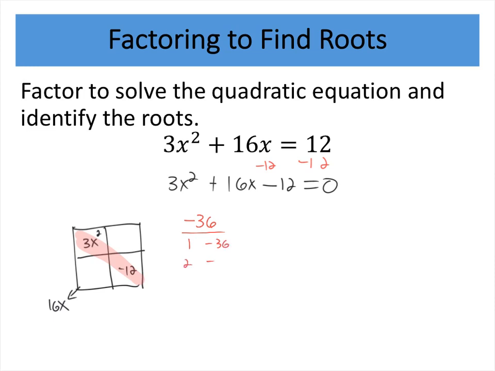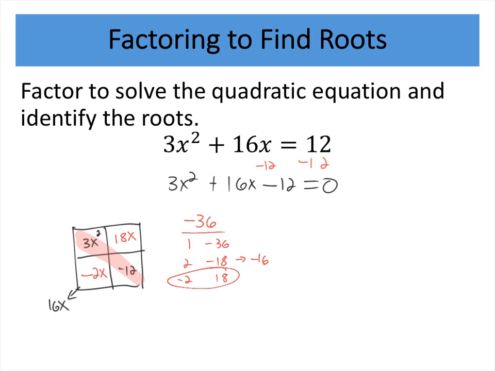2 and negative 18. No, oh, hey, that gets me really close. This gets me negative 16, and I need positive 16, so what if I swap the negatives? Negative 2 and 18. Yep, that does it. So one of the values here is negative 2x. The other value is 18x, and we're going to factor, find common factors.